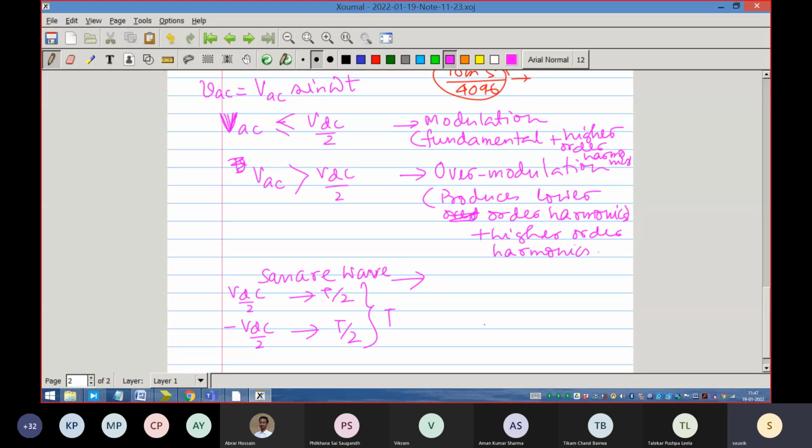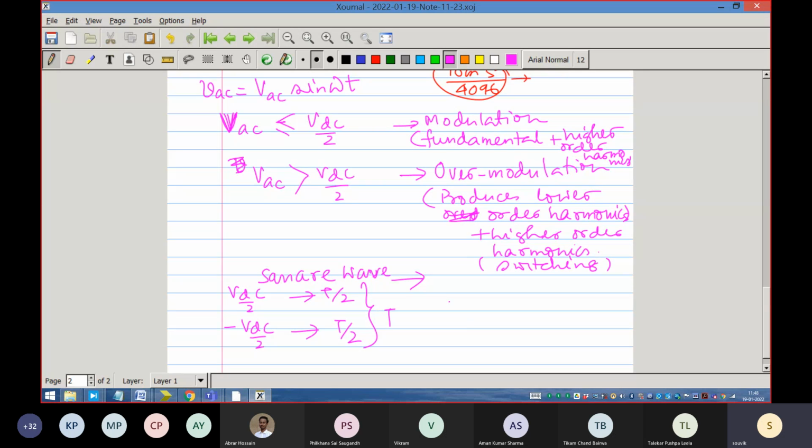And when you are producing square wave mode, you are essentially not generating any switching frequency harmonics, because there is no switching. It is continuously duty ratio 1. But you are generating all sorts of lower order harmonics, because it is a square wave.